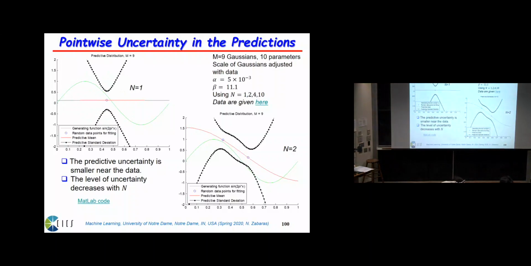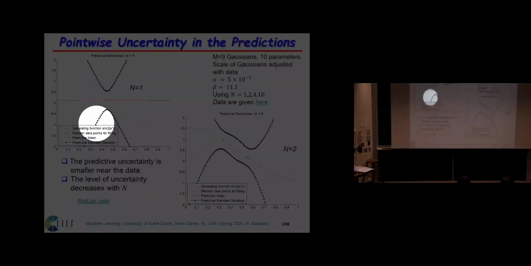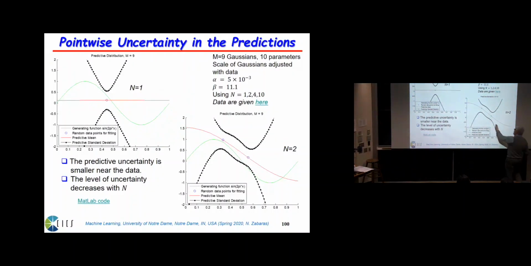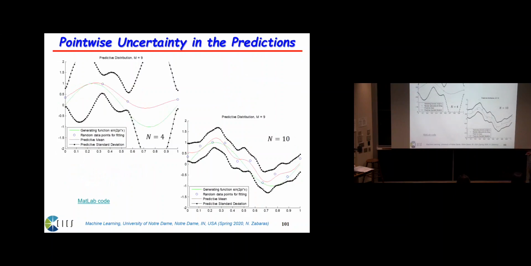Now, if you had 2 data points, suddenly you notice that instead of the uncertainty being minimized only near one data point, you now have a whole region with practically similar error bars. But away from these 2 data points, you get a situation that looks like that. And if you keep going like this, we have exactly the situation we saw in the earlier slide.